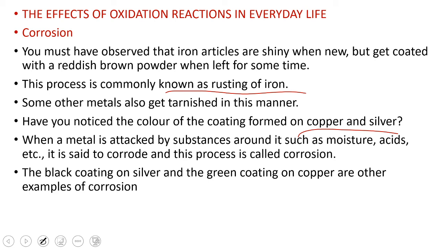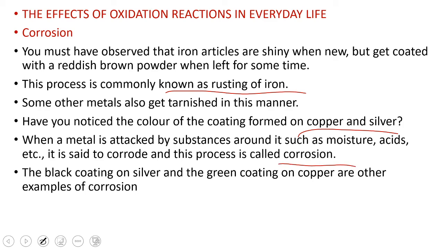Initially they were shining, but later they turn black in color. So all these are examples of corrosion. When a metal is attacked by substances around it, such as moisture, oxygen, acids, etc., it is said to be corroded. The metal gets corroded, and this process we call corrosion.